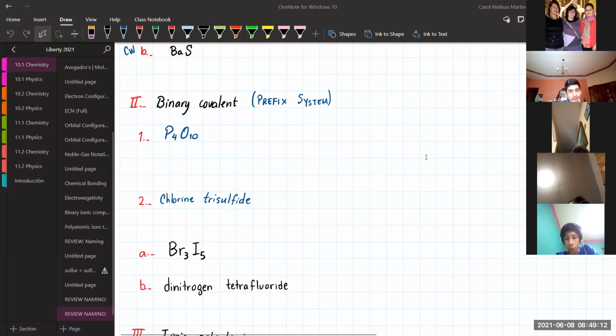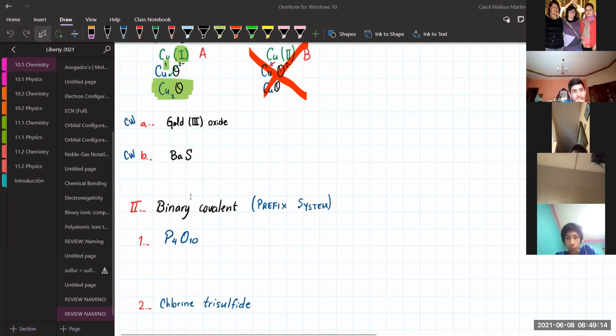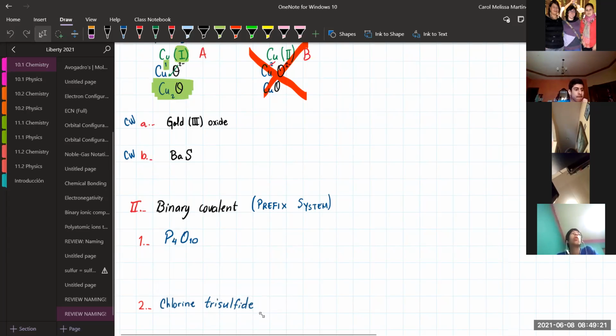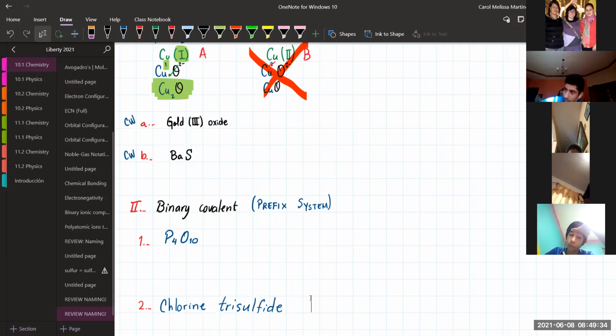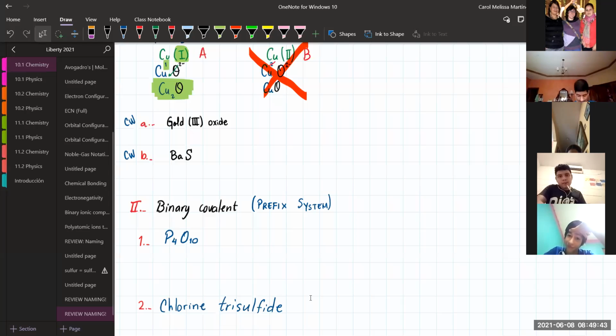So the other binary topic that I have here is binary covalent, which we also know as the prefix system. The idea of this topic is that you replace the number of atoms by a prefix from the table of prefixes that I already gave you.